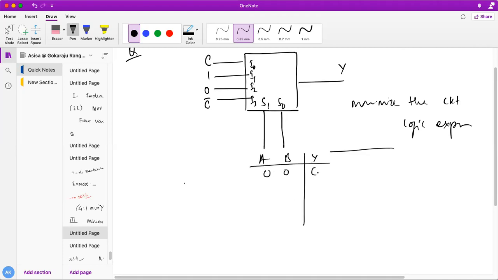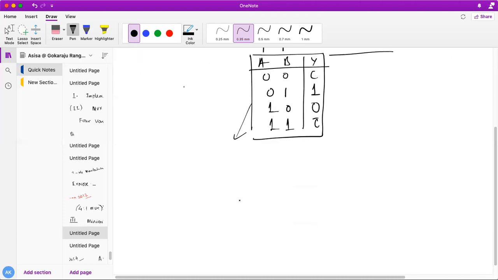Y is nothing else but my C. If it is 0 1, Y is nothing else but 1. If it is 1 0, my Y is nothing else but 0. If it is 1 1, my Y is nothing else but C bar. Okay, this is my truth table. Am I correct, students? Now I can easily write down the logical expression from this truth table.